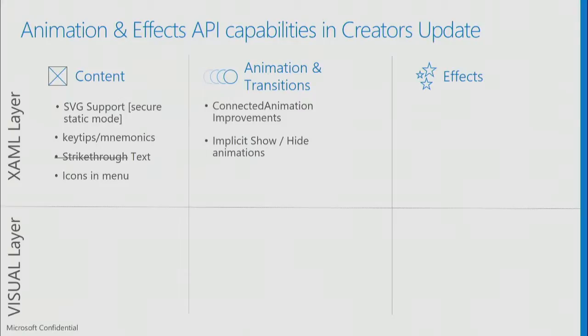In addition to connected animations, we've also added support for implicit show hide animations. Kevin showed some of the demos for implicit show hide animations during the keynote. The basic idea is that these are animations that get automatically executed as soon as an element is about to be visible on screen or it's about to go off screen. This can really help you create very good and seamless transitions as an element is about to become visible or is about to be hidden from the screen.